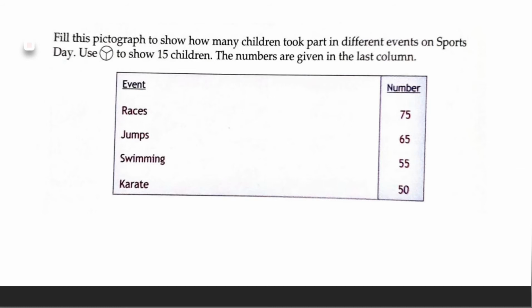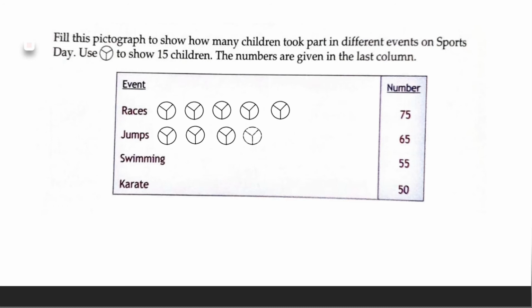So how are we going to represent races, 75 children, how many times? 15 ones are 15, 15 twos are 30, 15 threes are 45, 15 fours are 60. So 15 fives are 75. So make the total number of times as 5. Then is jumps. Now 15 ones are 15, 15 twos are 30, 15 threes are 45, 15 fours are 60. 5 children are left and how are we going to make it? We will make it like this. This represents 5.